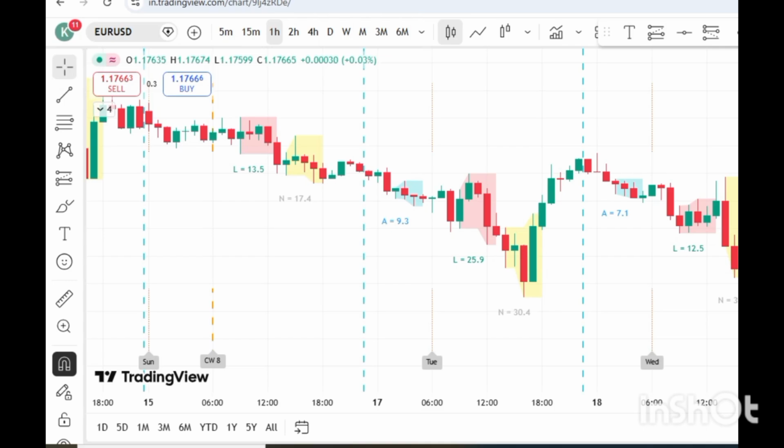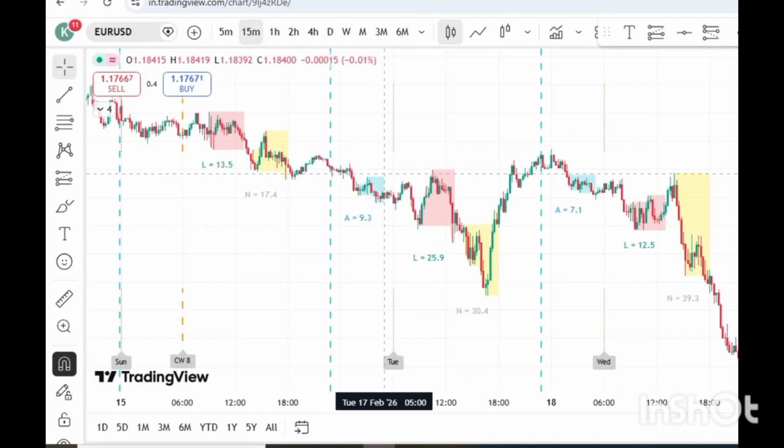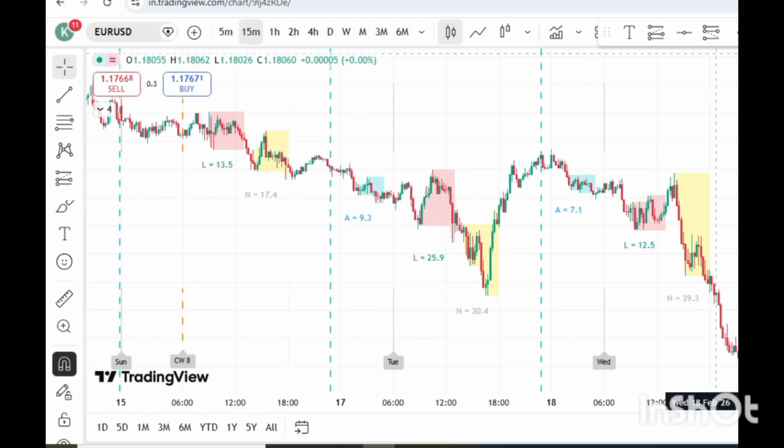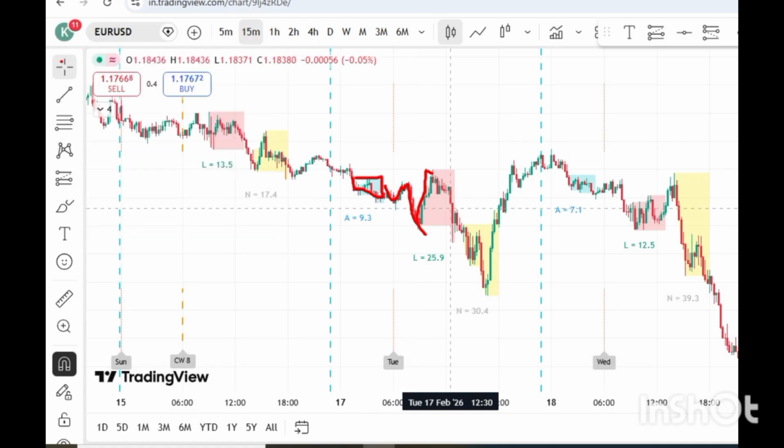So on Tuesday, you can see our Asian session high here. Let's go to the 15 minutes so you can properly see this. These are our session blocks here. This is our Asian session. We had a breakout of our Asian session during our gap time. Then we had a London pullback and then it gave us this engulfing pattern here. This is where you enter your trade, and then you take your trade.